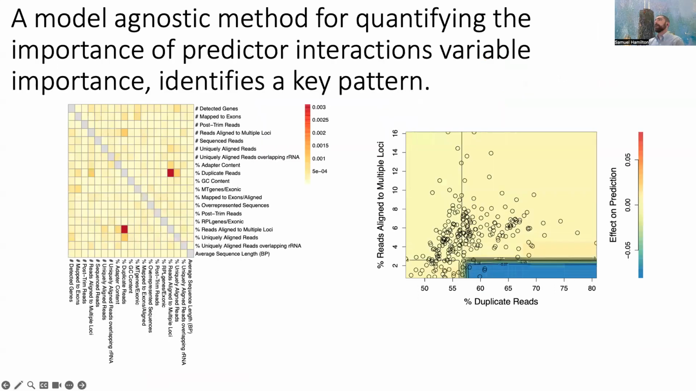Last, we wanted to go a step further and look at whether there are any specific interactions that were particularly affecting the model. And so we developed this model agnostic tool for quantifying variable interactions in machine learning models. Applying it to our model, we found an interaction between the percent of duplicate reads and the percent aligned to multiple loci, finding that samples that had a high percentage of duplicate reads but also poor alignment were more likely to be poor quality samples than either of those metrics independently would suggest. This is intuitive because if you have a sample that has a lot of duplicates but also poor alignment, it probably means you have a library complexity issue.